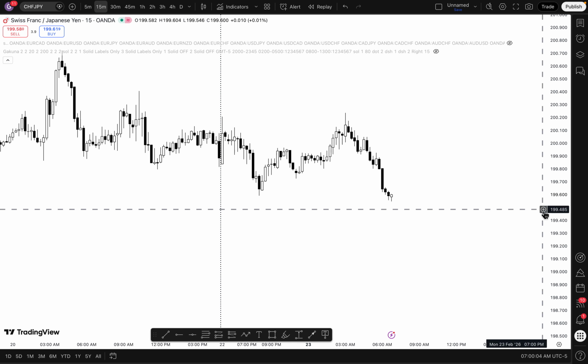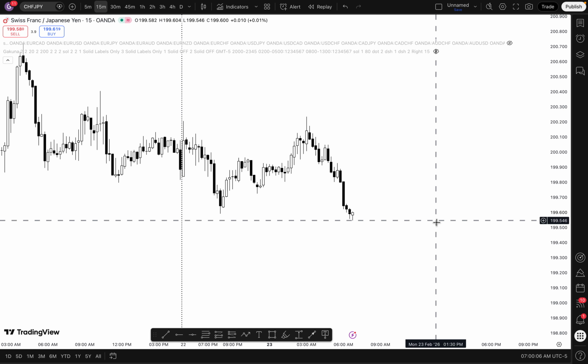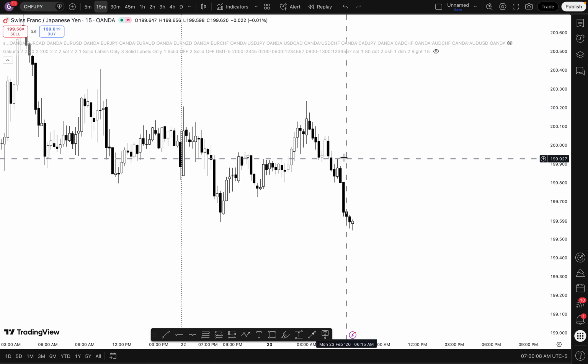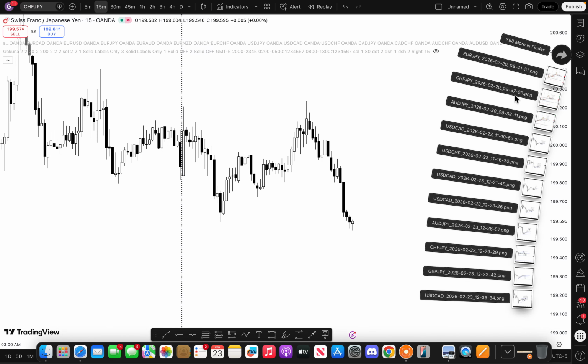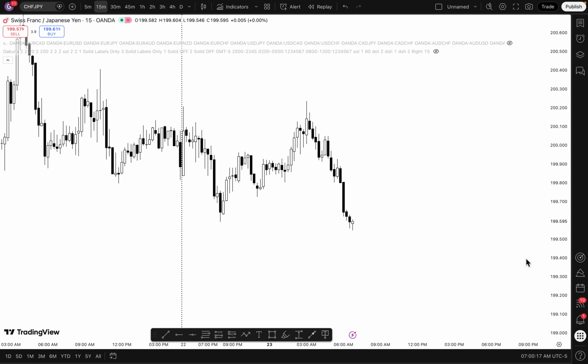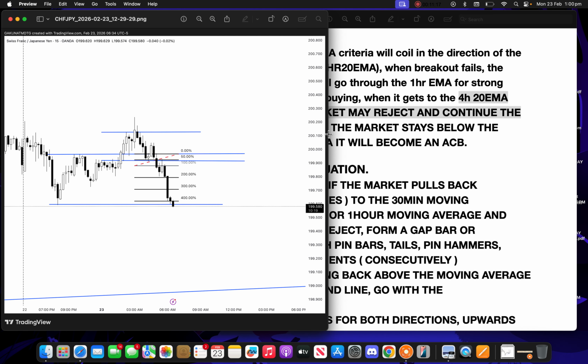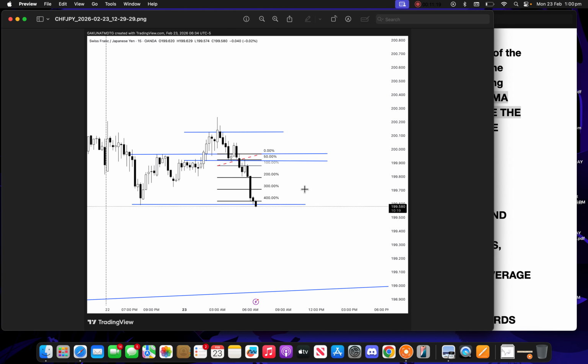So when this chart loads up, you will notice, let me go to the downloaded one. CHF JPY. Now the network is quite slow, but let's take a look at the downloaded one.